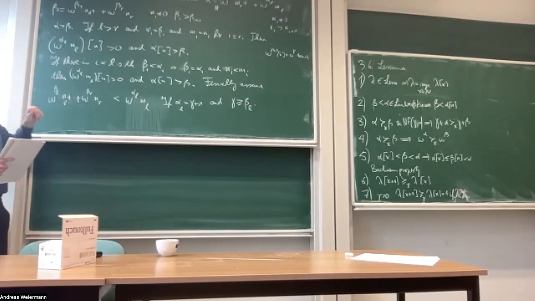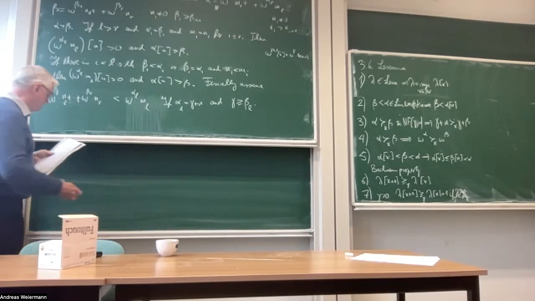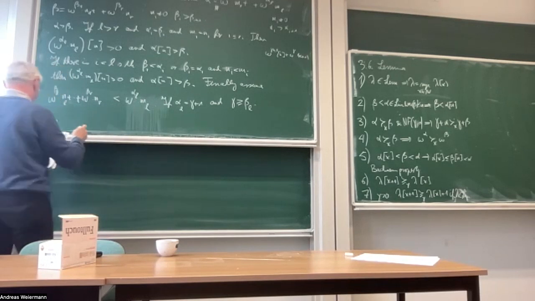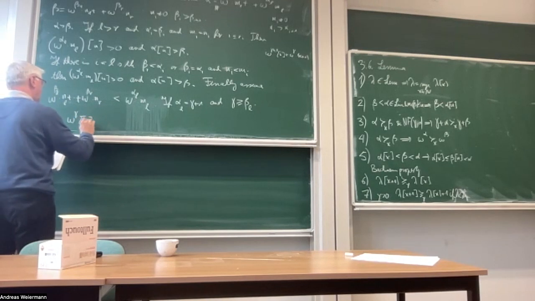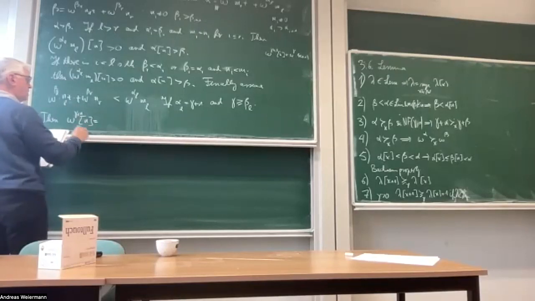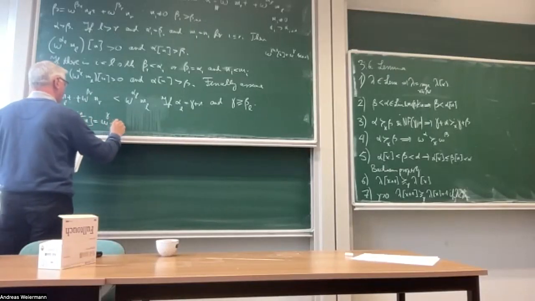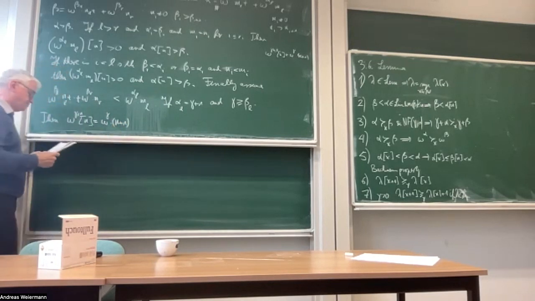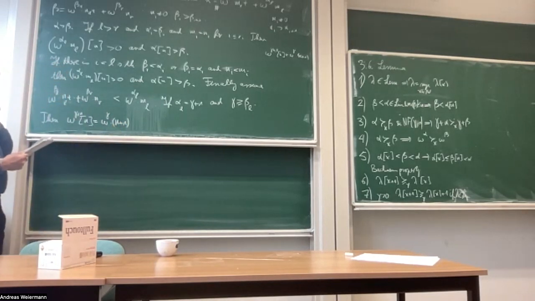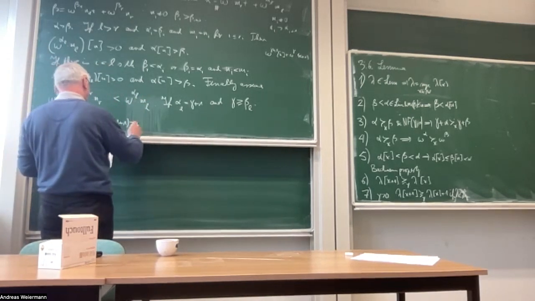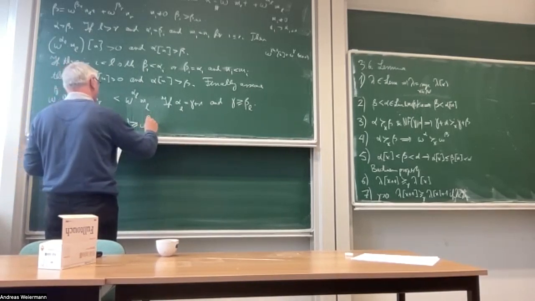It could be that alpha L is a successor. Then what? Take one of those and consider the fundamental sequence. This is omega to the gamma times n plus 1. Gamma is at least as big as beta L. So this is bigger than omega to the beta L.